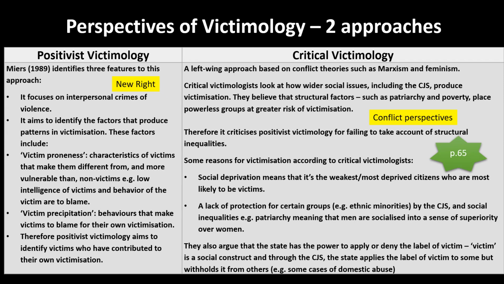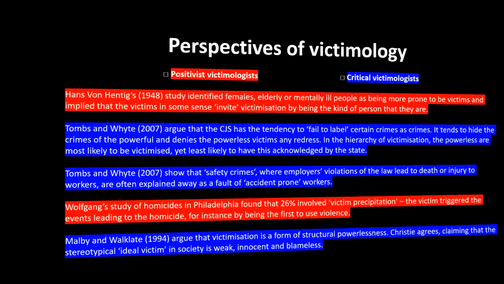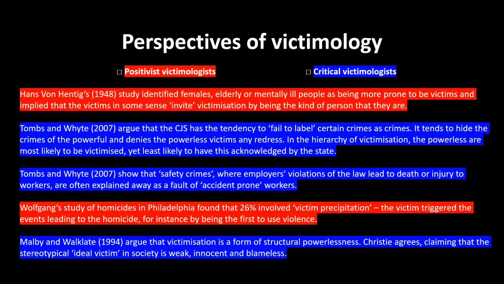Now on page 66, we've got these key perspectives, these statements and who they relate to. So I'll just give you the answers to these next 2 pages. With the positivist theories, we've got Hans von Hentig, who talks about how female, elderly or mentally ill people are more likely to be a victim of crime. He implied that there was this sense of invitation, that their low status or their vulnerable nature invited crime in. So again, the idea of the proneness of victimization.